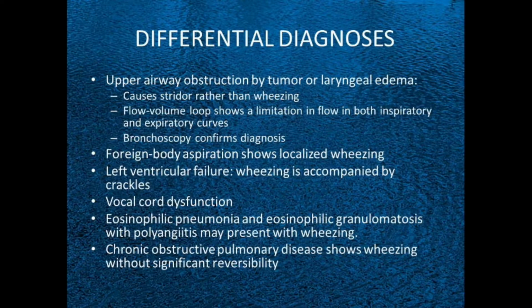Differential diagnosis: upper airway obstruction by tumor or laryngeal edema causes stridor rather than wheezing. Flow volume loop shows a limitation in flow in both inspiratory and expiratory curves. Bronchoscopy confirms diagnosis. Foreign body aspiration shows localized wheezing. Left ventricular failure: wheezing is accompanied by crackles. Vocal cord dysfunction, eosinophilic pneumonia and eosinophilic granulomatosis with polyangiitis may present with wheezing. Chronic obstructive pulmonary disease shows wheezing without significant reversibility.